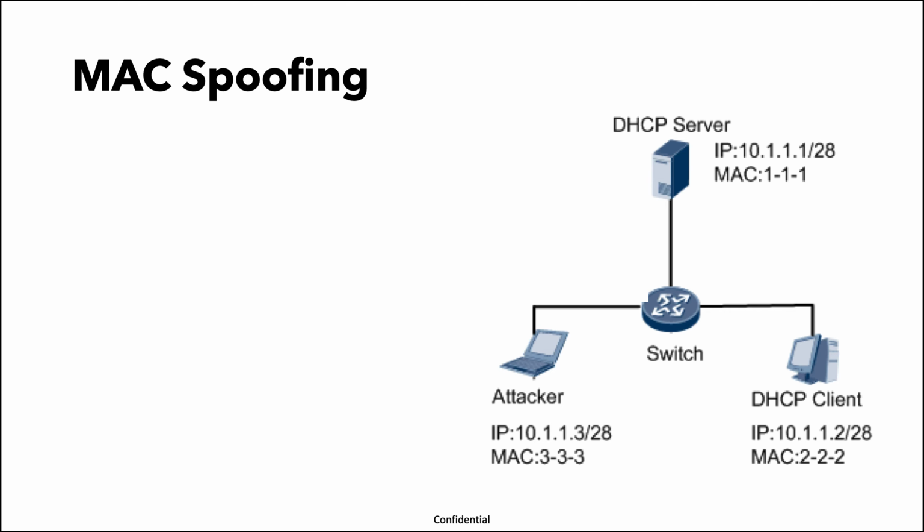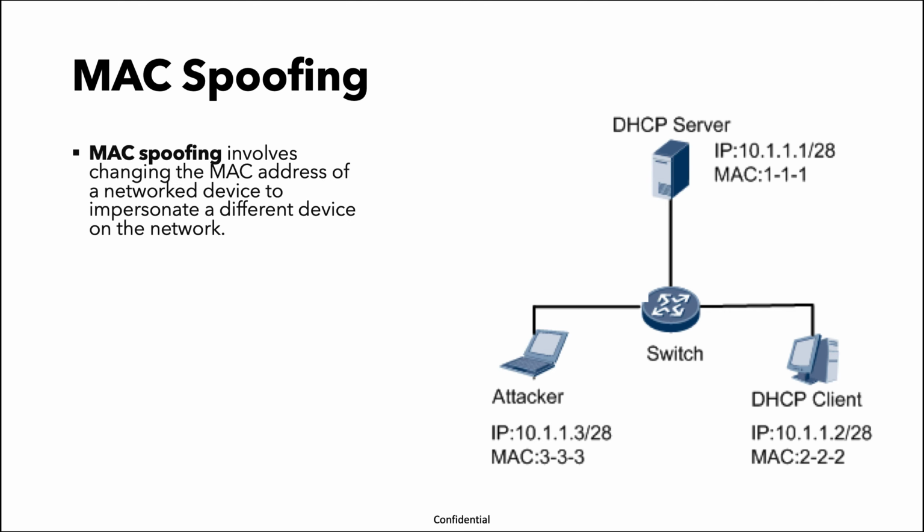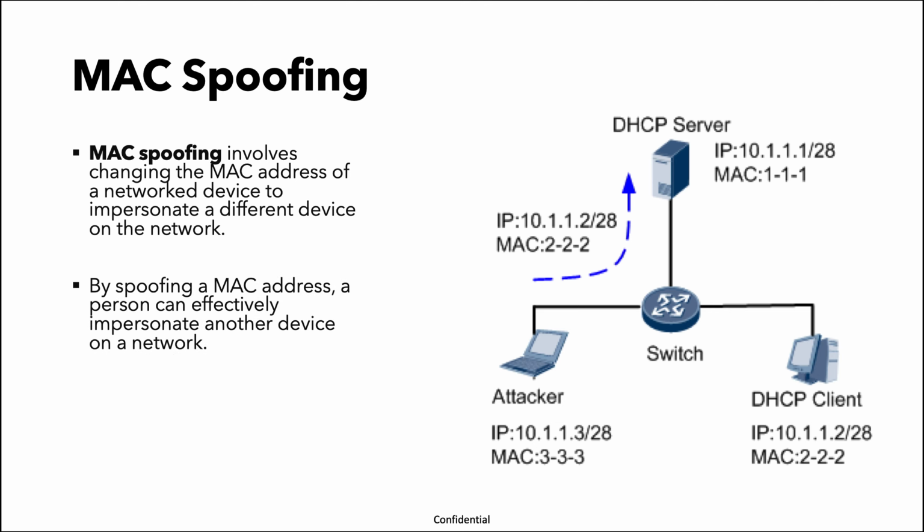MAC spoofing involves changing the MAC address of a network device to impersonate a different device on the network. Here, the attacker can be seen using the MAC address of the DHCP client to impersonate that client. By spoofing a MAC address, a person can effectively impersonate another device on a network. And this can be mitigated by implementing switch port security.